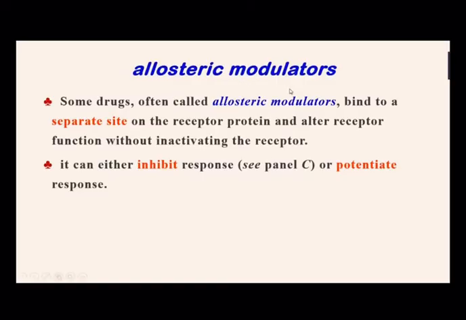Allosteric modulator. Some drugs, often called allosteric modulators, bind to a separate site on the receptor protein and alter receptor function without inactivating the receptor. It can either inhibit response or potentiate response.